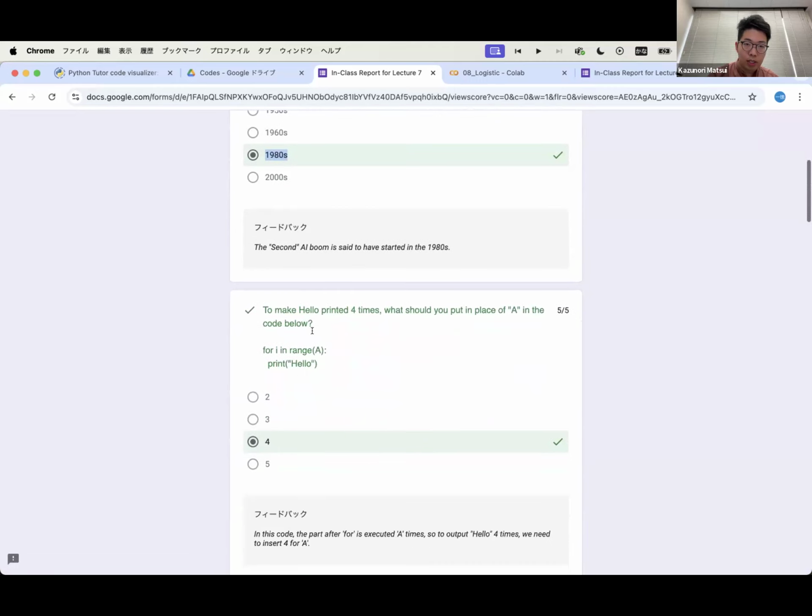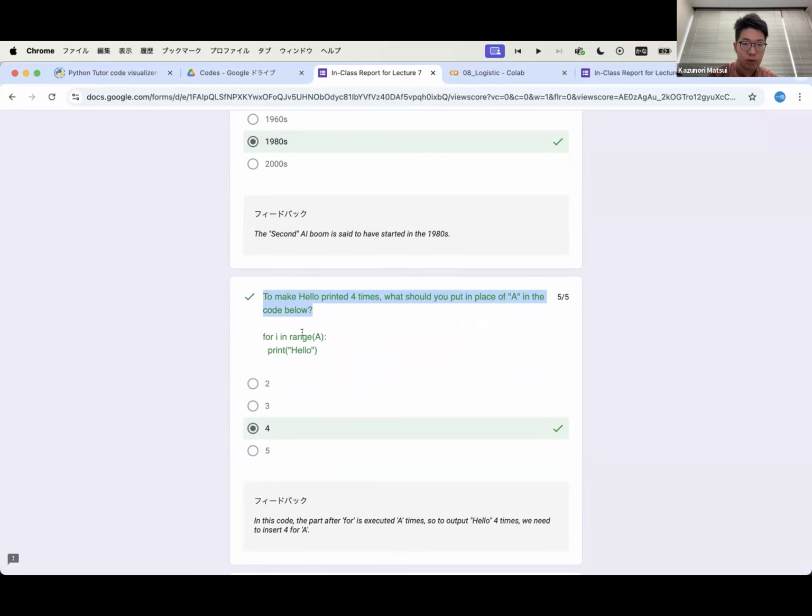Next problem. To make hello printed 4 times, what should you put in place of A in the code below? Since there is a range, in this code, the part below executes 8 times. So to output hello 4 times, we need to put 4.